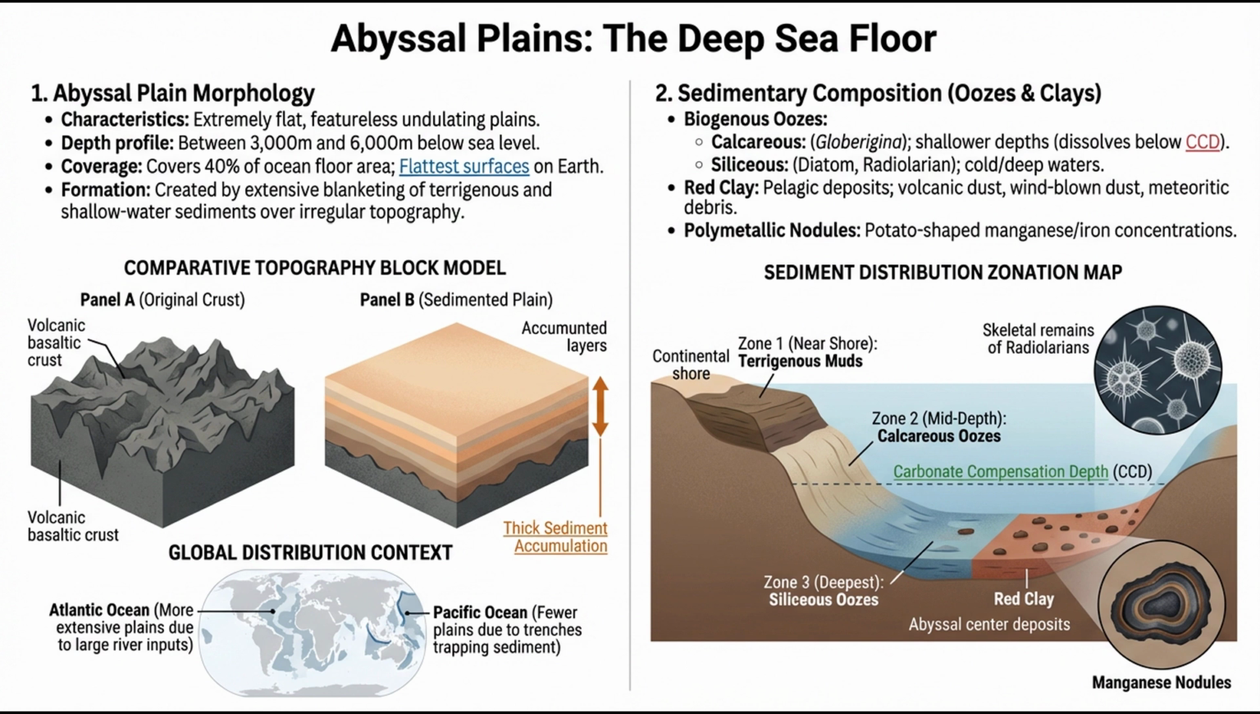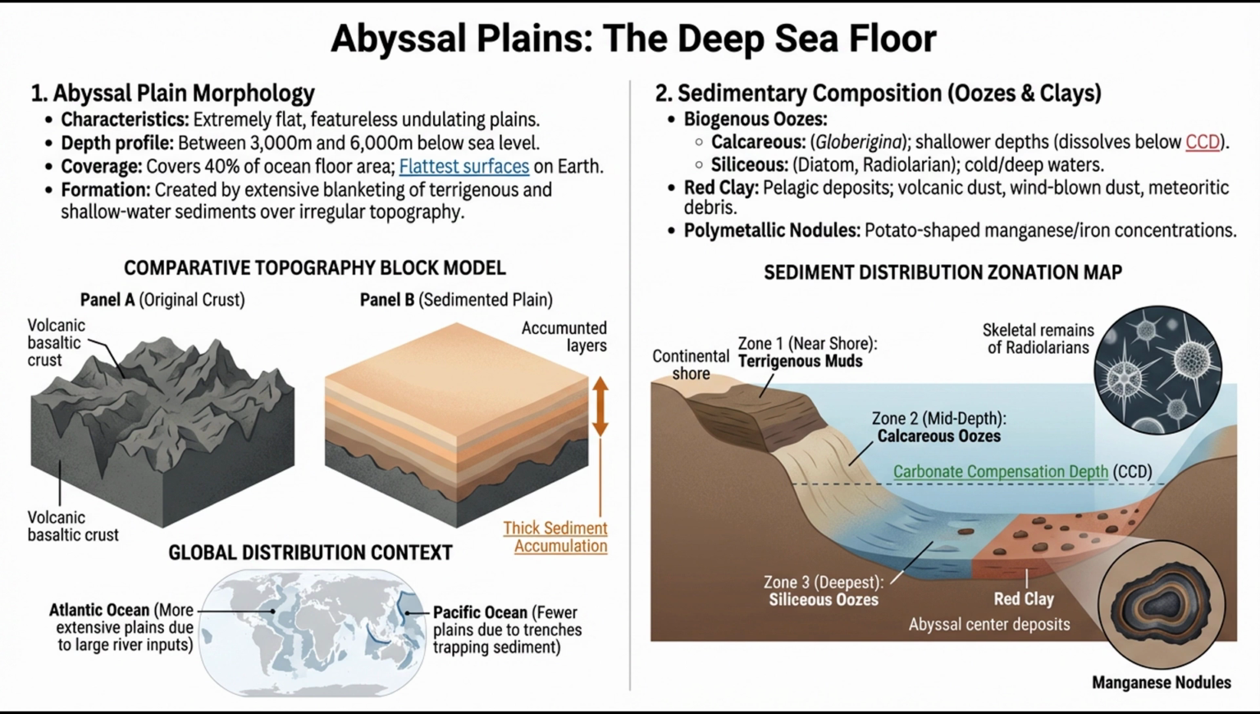So if these shells fall below a certain depth, the CCD, usually around 4 to 5 kilometers, they dissolve before forming sediment. Therefore, you find calcareous oozes like Globigerina on shallower ridges or elevated plains, not in the deepest trenches. In the deepest, coldest parts where calcium dissolves, you find siliceous oozes like diatoms or radiolarians, because silica doesn't dissolve as easily there. Or you find red clay.